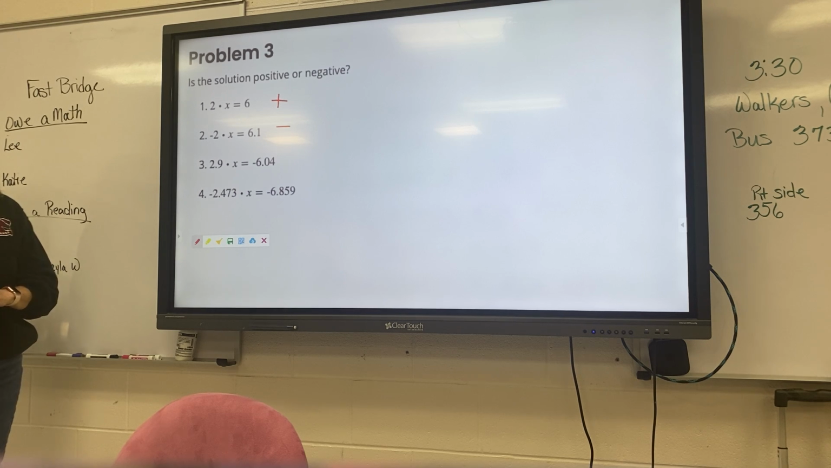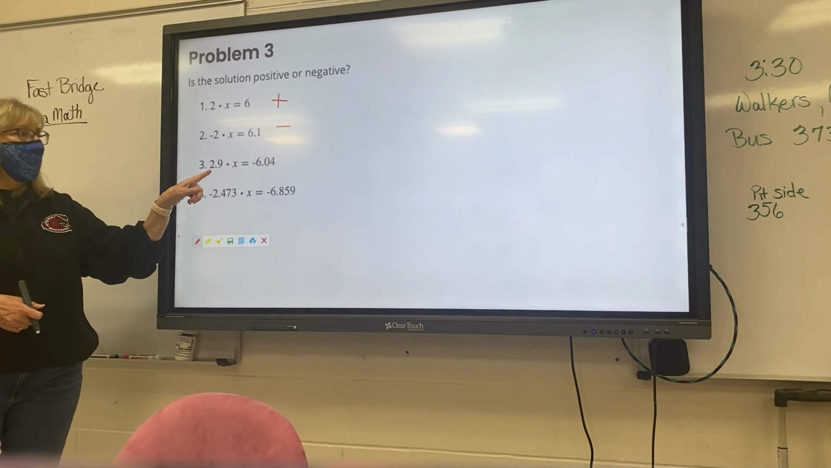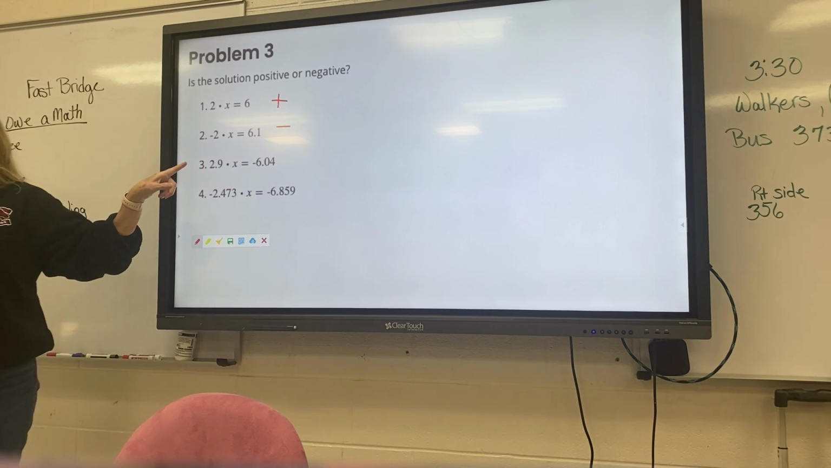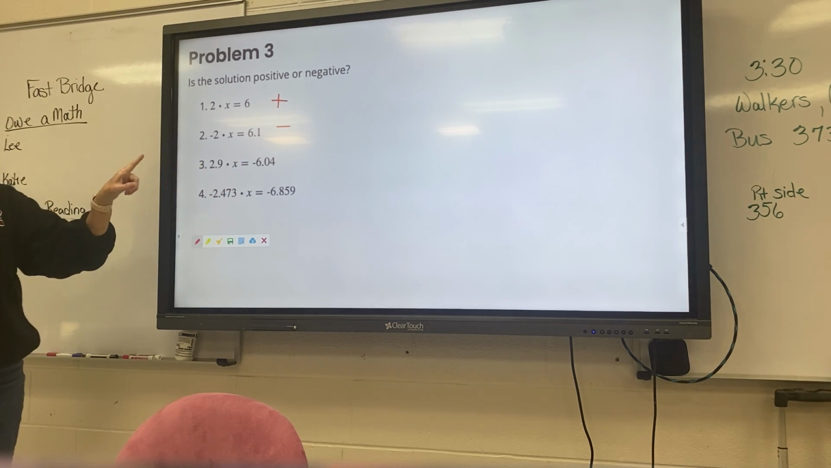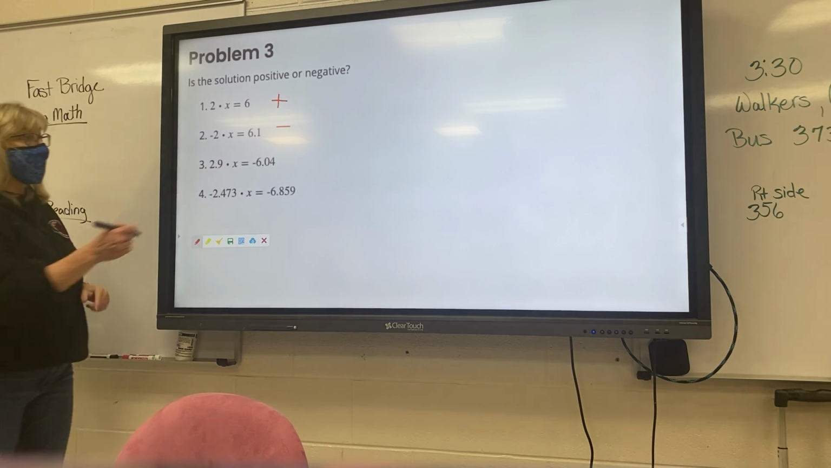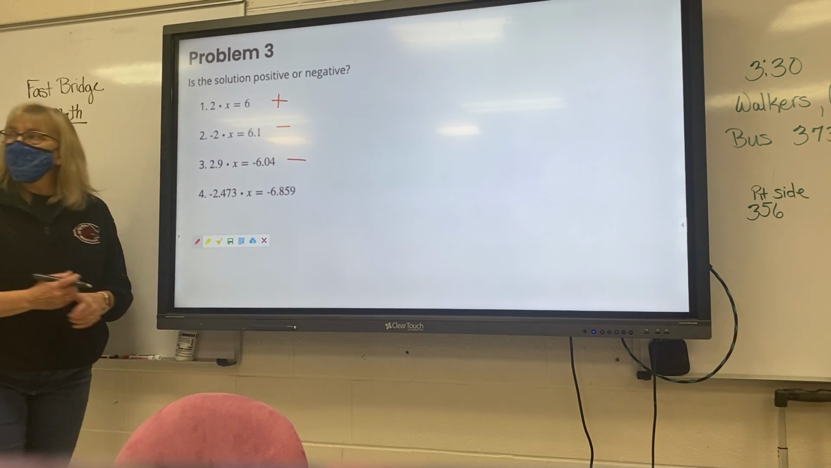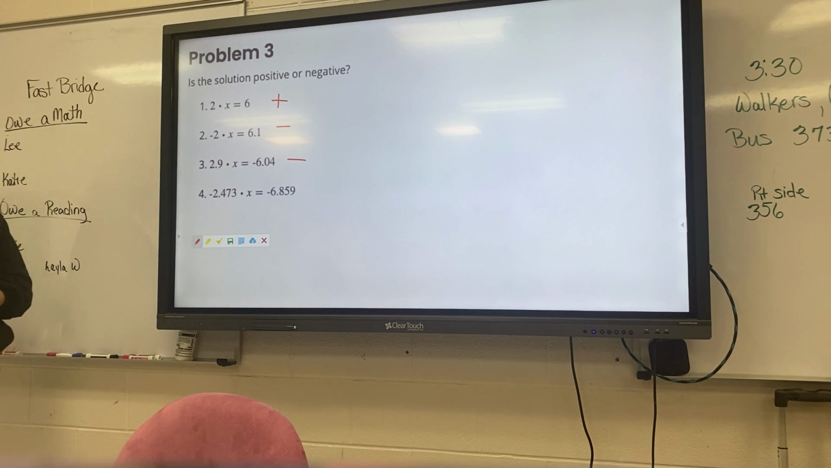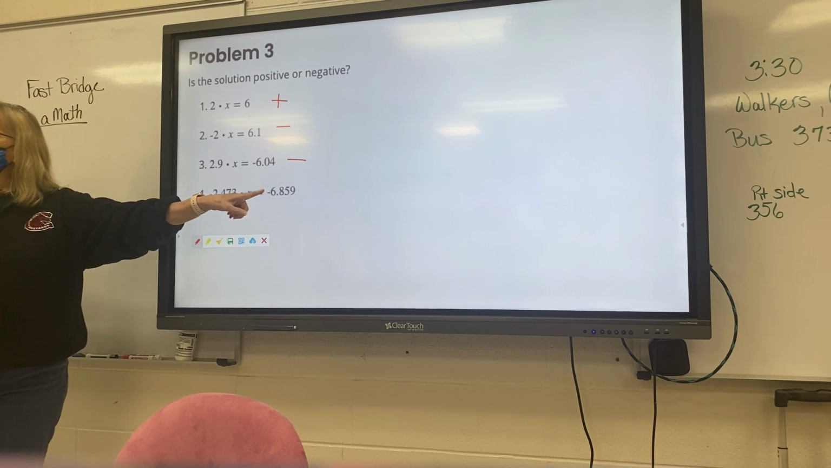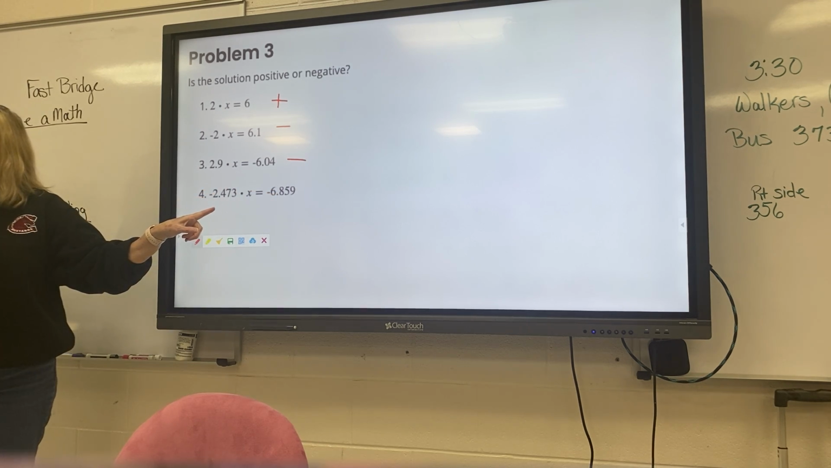Okay, number 3. I have a positive and I end up at a negative. It's going to be a negative. Everybody agree? Okay, because a positive times a negative equals a negative. So that x is going to have to be negative something. Okay, the last one. I have a negative. I want to end up at a negative. So what does my variable have to be? Negative.